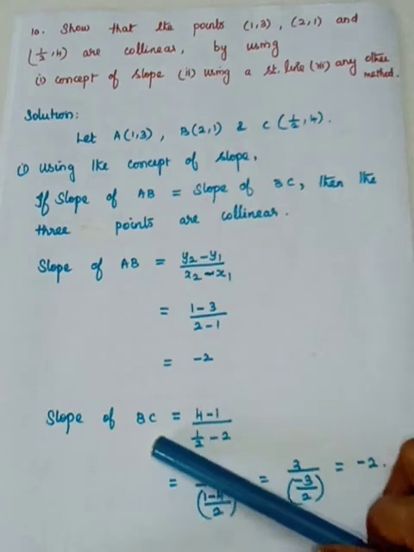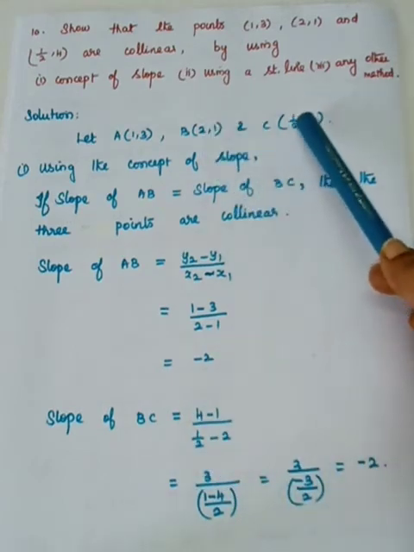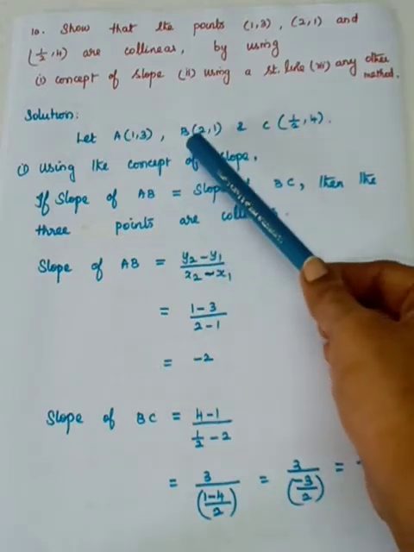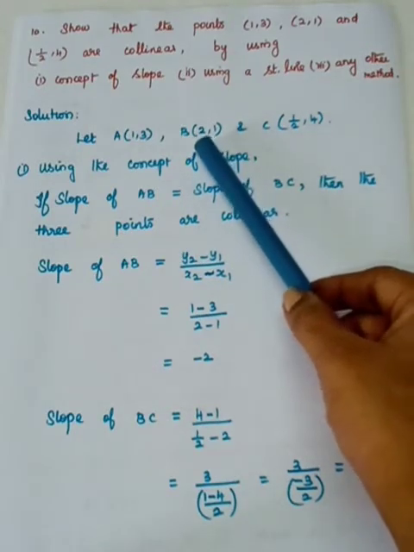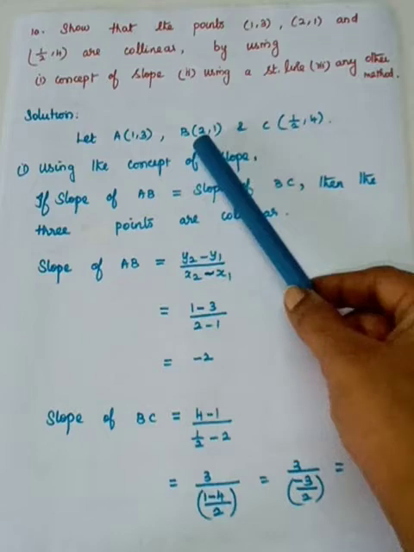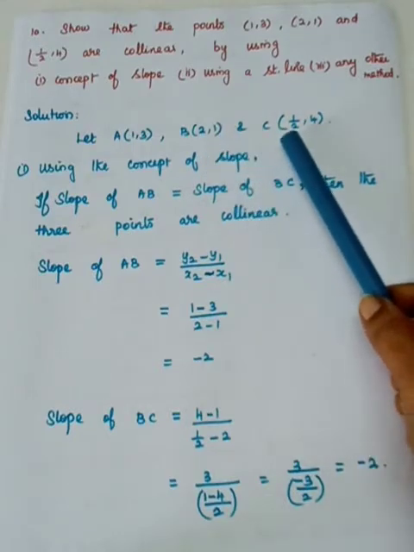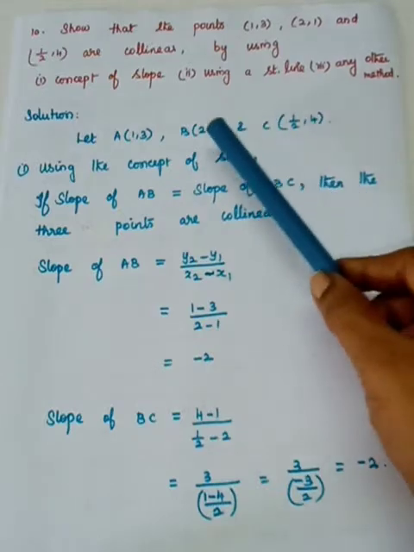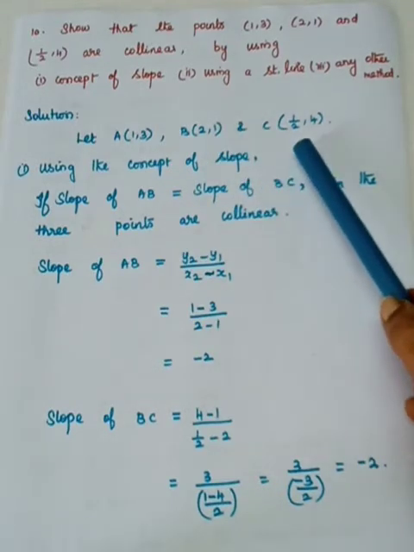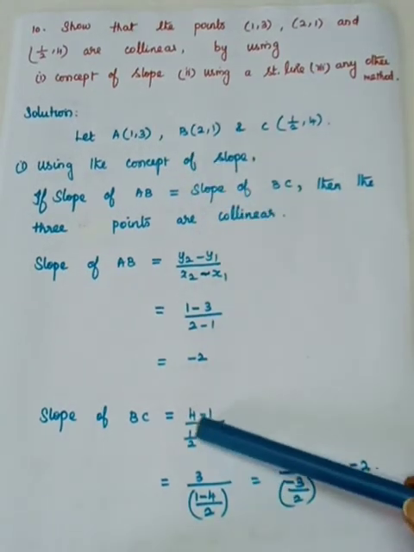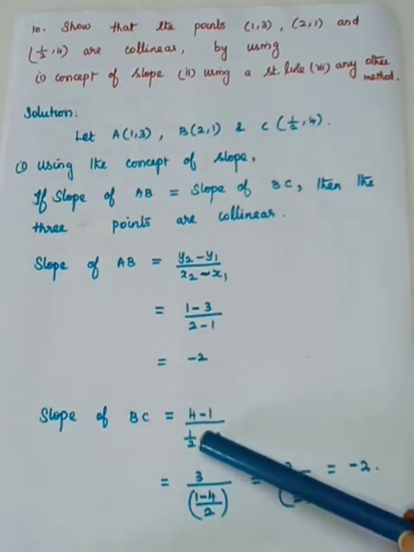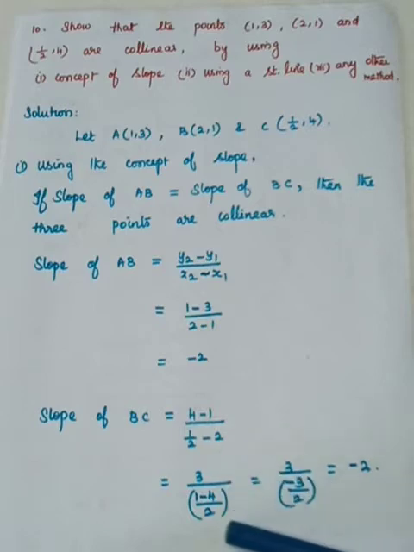Then you have to find the slope of BC. So the same formula has to be applied. Slope of BC: B has to be taken as (x1, y1), and C has to be taken as (x2, y2). So this is your y2. (4 minus 1) divided by (1/2 minus 2). 4 minus 1 is 3, and for 1/2 minus 2, if you take LCM, (1 minus 4) divided by 2.